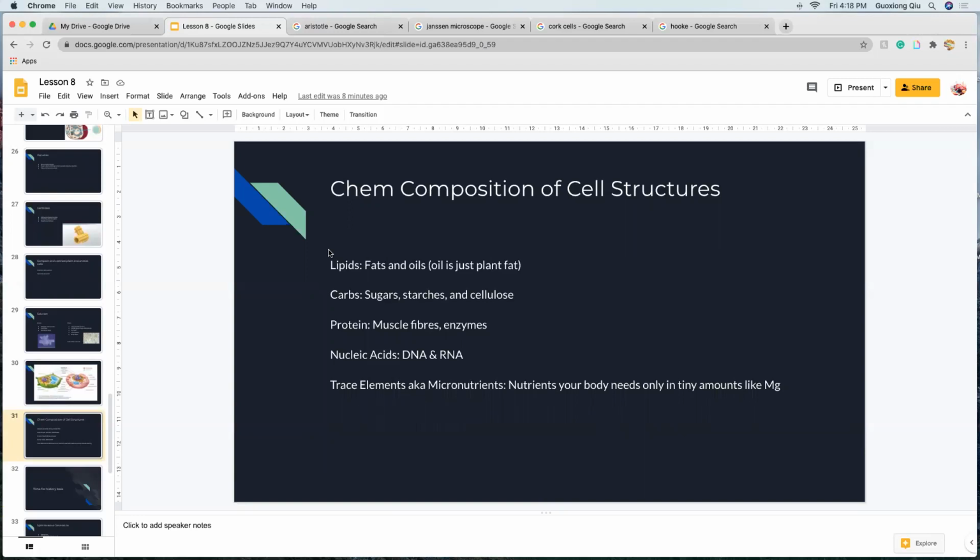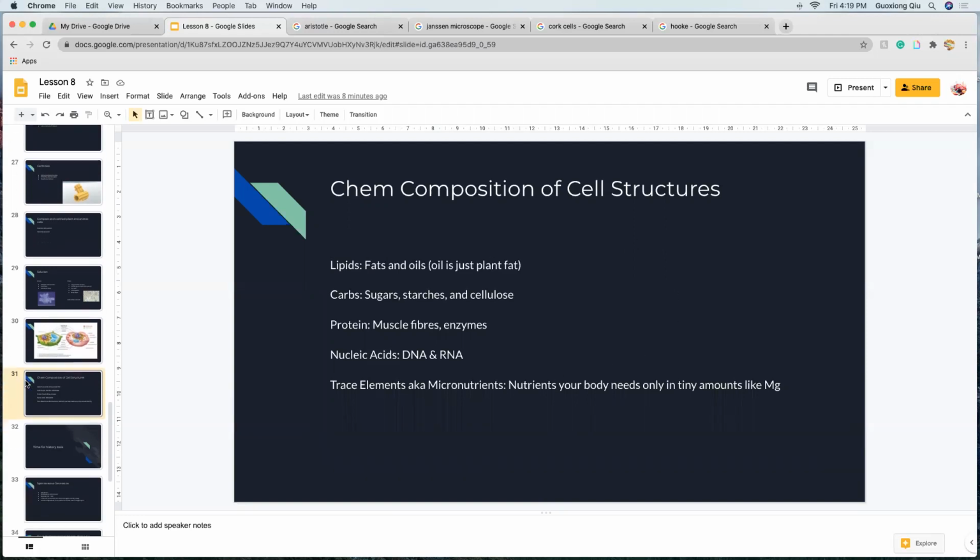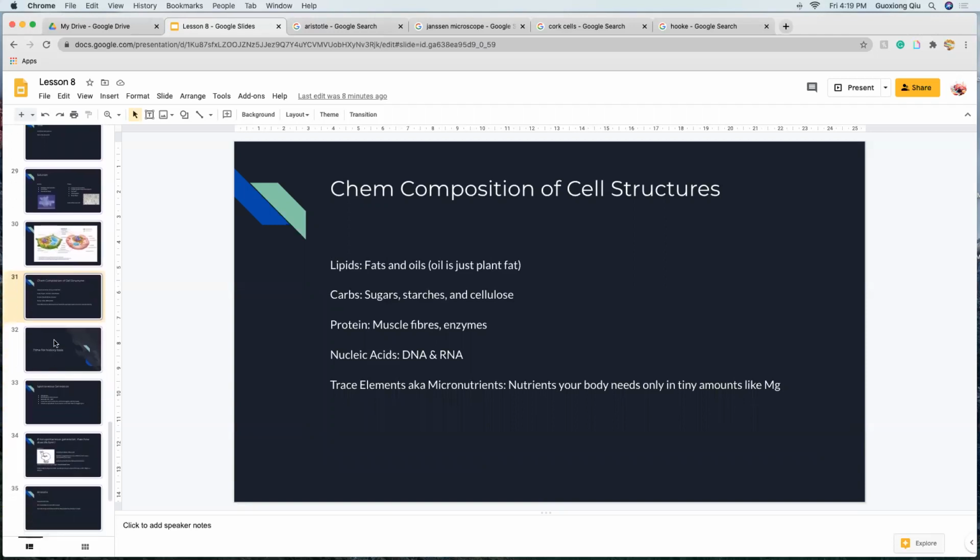Some teachers call it differently. These are just nutrients your body only needs in small amounts, like magnesium. So when you're eating, you don't need to eat a lot of magnesium. Unlike calcium, your body needs a lot of calcium. Drink milk, guys.